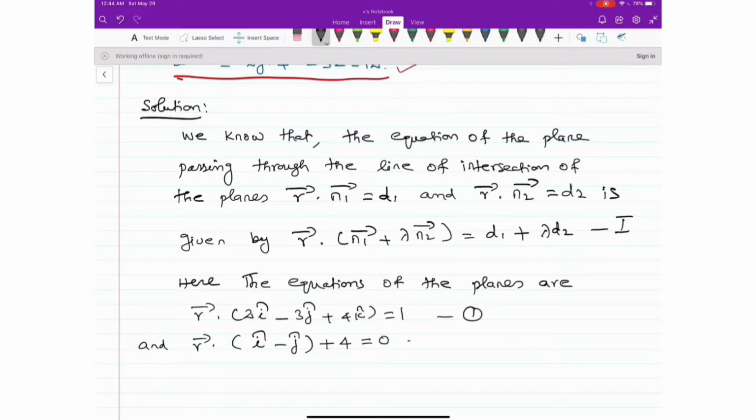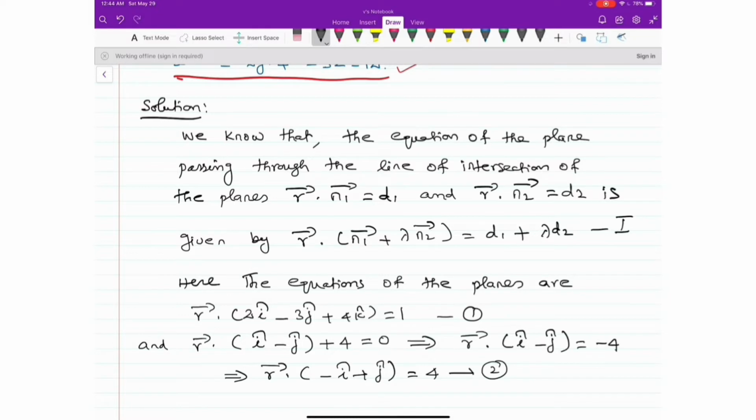I can write this as vector r dot (i cap minus j cap) is equal to minus 4, which in turn can be written as vector r dot (minus i cap plus j cap) is equal to 4. I am writing it in the form of vector r dot vector n is equal to d. In that form I am writing here. So let me name this equation of the plane as 2.